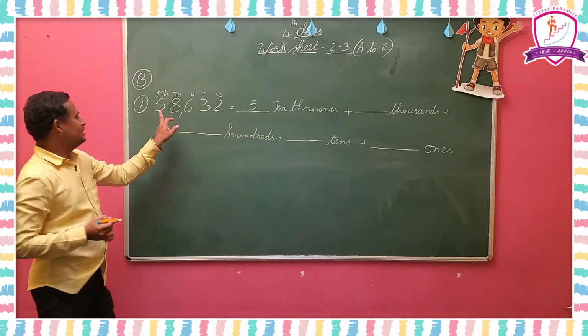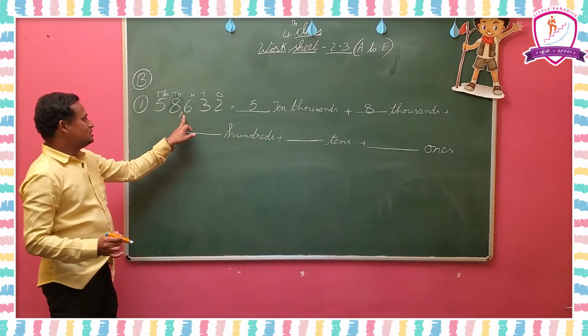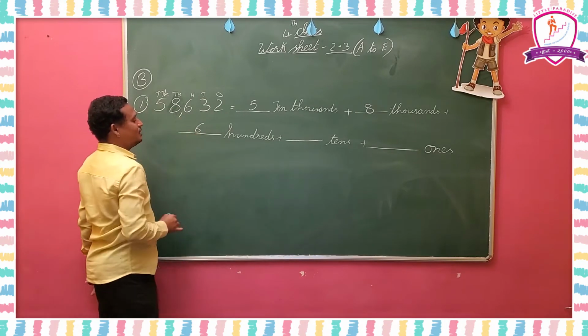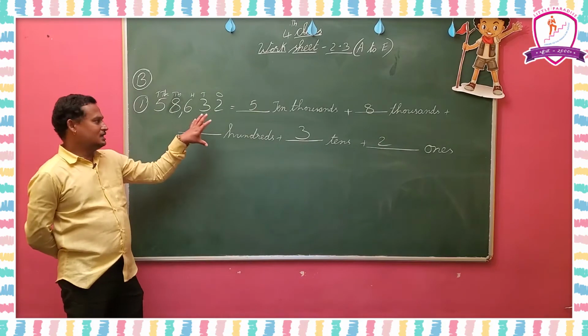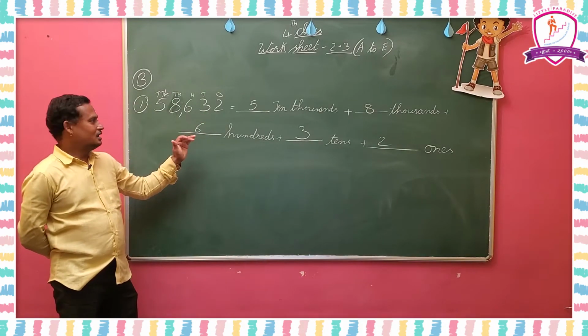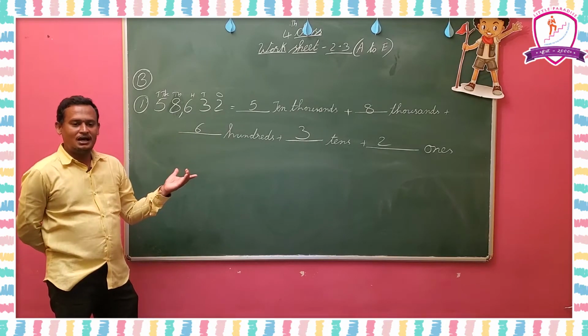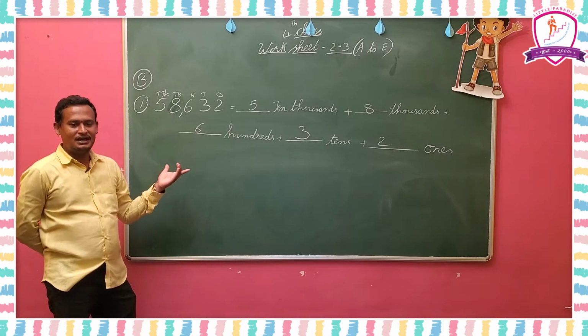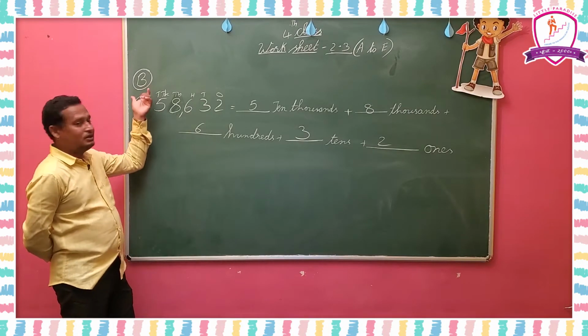How many thousands are here? 8 thousands are here, the 8,000s place. And next 6 hundreds are there, so 6 goes in this blank, and 3 tens, 2 ones. Okay, like this you can simply complete it. Understood? This is easy for you, I think. No need to explain the remaining things, you can complete them. Sums 2, 3, 4 have to be completed in B Roman.